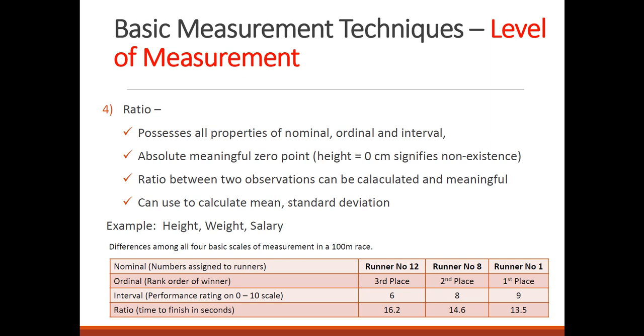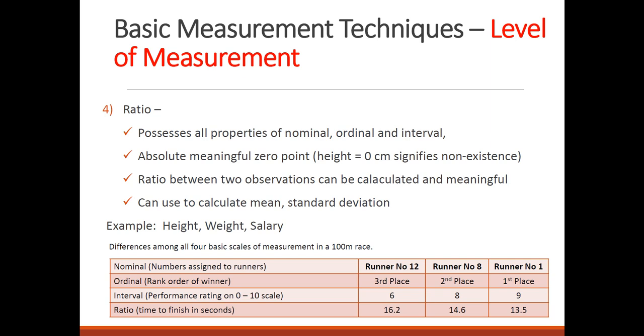Differences among all four basic scales of measurement in a 100 meter race. How can I make this 100 meter race into a nominal measurement, an ordinal, an interval, or a ratio? If I want to make it nominal, I have runner number 12, runner number 8, runner number 1. So this is nominal, because it's just the name of the runner. Which runner? Runner number 8. But you cannot do anything, you cannot measure anything about the numbers given to the runners.